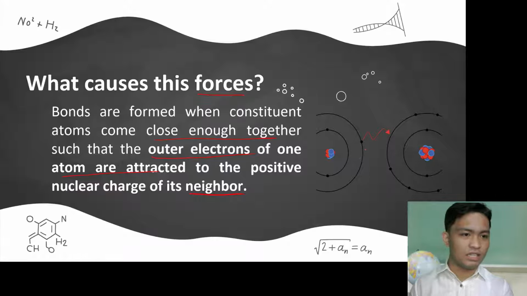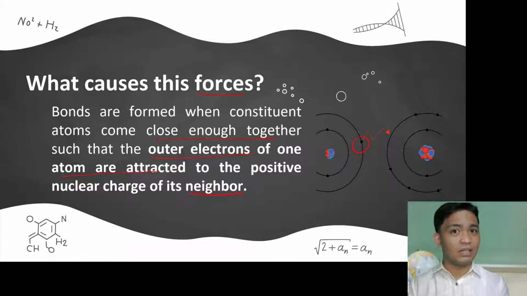So in this picture on the side, we have an electron on the outermost shell, na-attract siya dun sa positive charge ng nucleus na nagtataglay ng proton noong katabi na atom. Okay? So nasagot na natin. Ano nagko-cause ng force? It's the attraction between these charged particles.